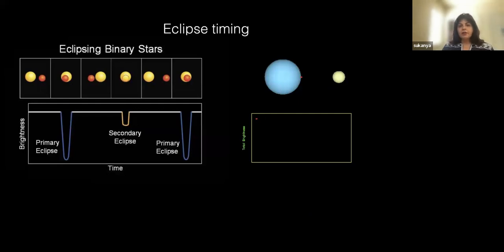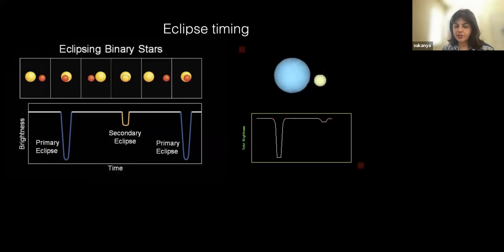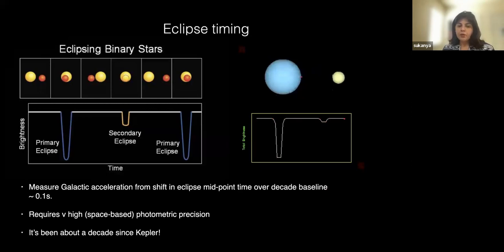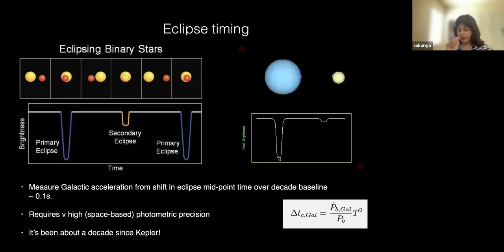So finally, moving on to our last technique, which uses eclipsing binary stars, we're interested in sources that produce very deep eclipses. These stars also live in the gravitational potential of the galaxy. If you have a very high signal-to-noise light curve, you can pinpoint the midpoint of the eclipse very precisely. If you were to do that over a decade, you would see that the midpoint shifts by about 1/10 of a second. So over this time baseline capital T, which is a decade, this eclipse midpoint would shift by about 1/10 of a second due to the galactic potential alone.